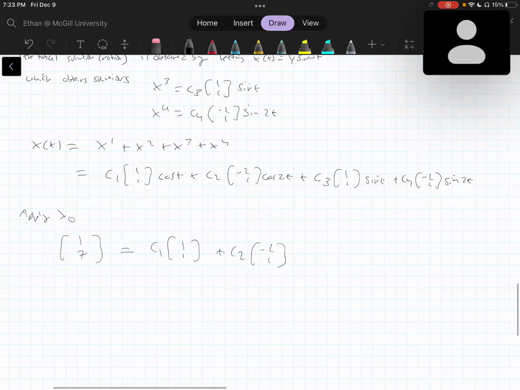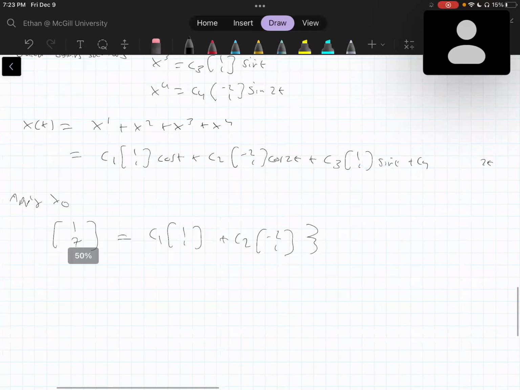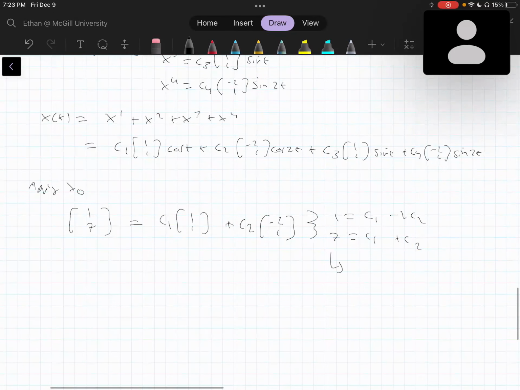And we solve this, expanding it into a system of equations by just using the first row and the second row. So we're just going to have 1 is equal to C1 times 1 minus 2 times C2. And then we're going to have 7 is equal to C1 plus C2. And solving, this yields C1 is equal to 5, C2 is equal to 2.